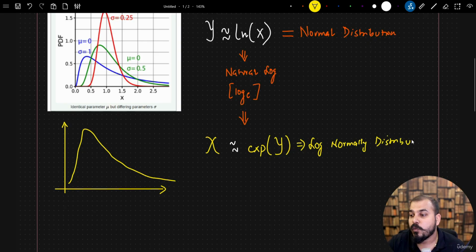So this is just the inverse of this. Before, I had natural log of x. Now if I move this log to the left hand side, it becomes exponential of y, and finally I get x. So vice versa also you can get it.